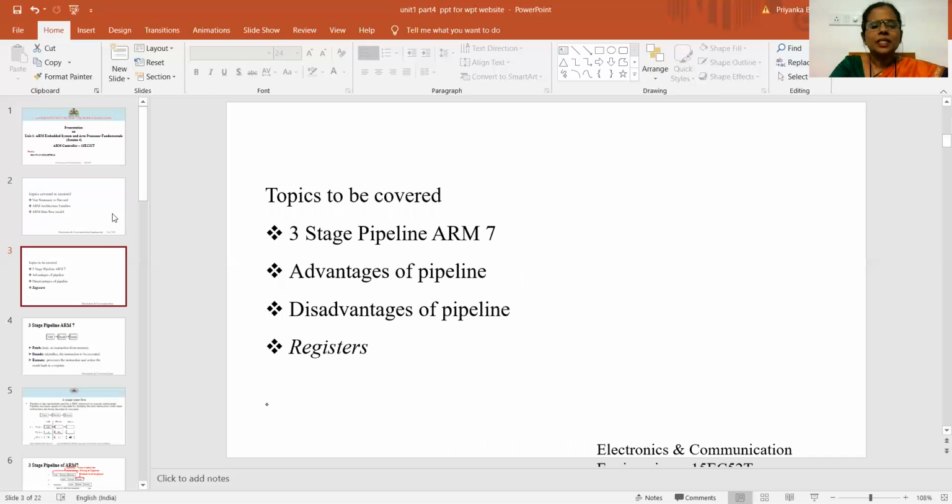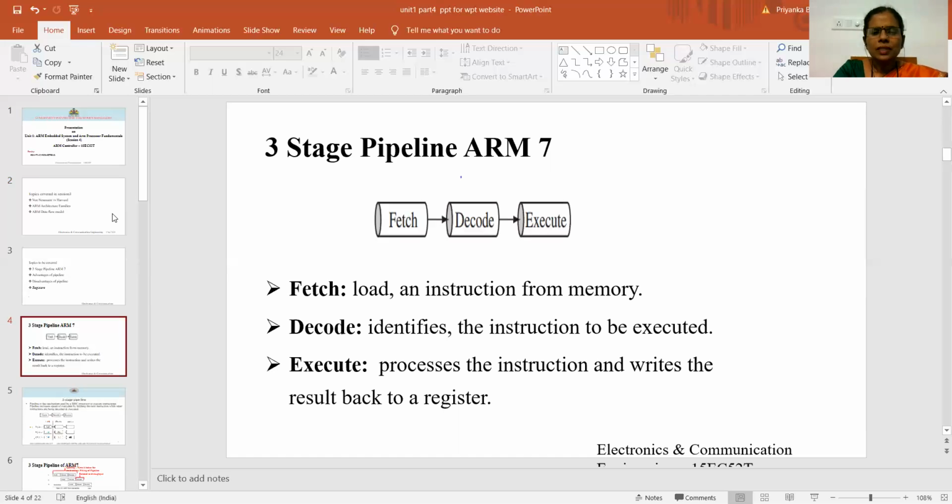Let us begin our session with today's topics. The topics which I am going to cover are the 3-stage pipeline in ARM 7, advantages of pipeline, disadvantages of pipeline, and registers. So what is the 3-stage pipeline in the ARM 7? There are 3 stages: fetching the instruction, decoding the instruction, and executing the instruction.